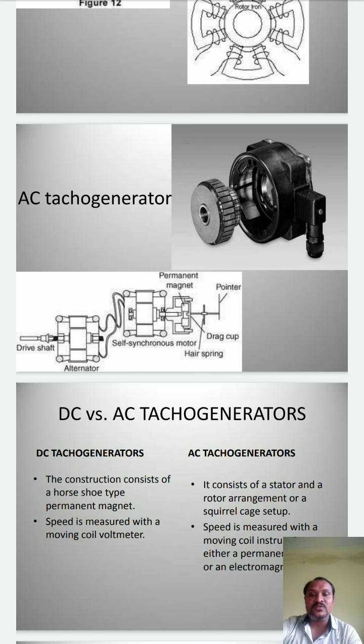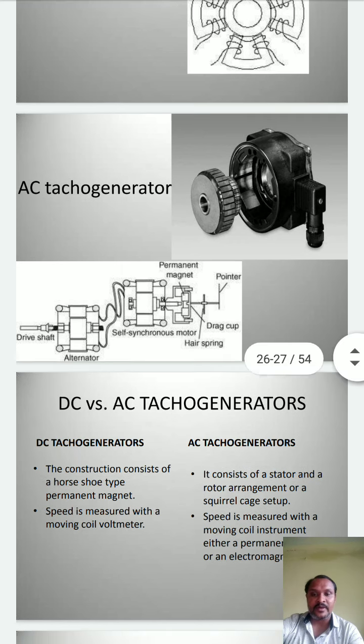When the drive shaft starts to rotate, that is transferred into the alternator, and due to that, the self synchronous motor is going to change. Due to the permanent magnet it will act, and due to the hairspring and the drag cup, it is going to show on the pointer.